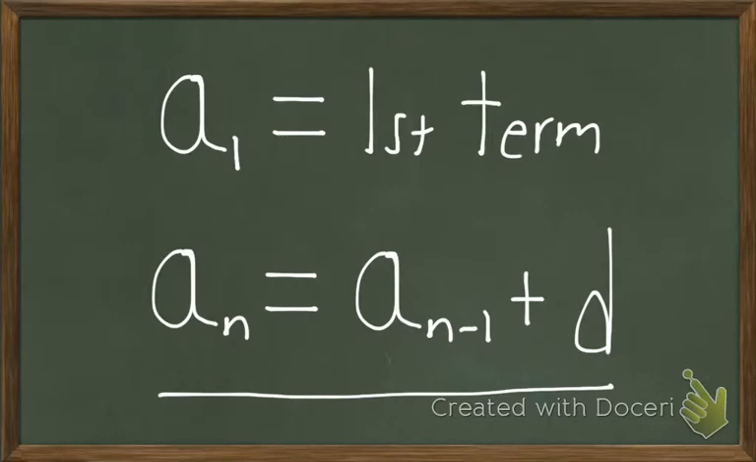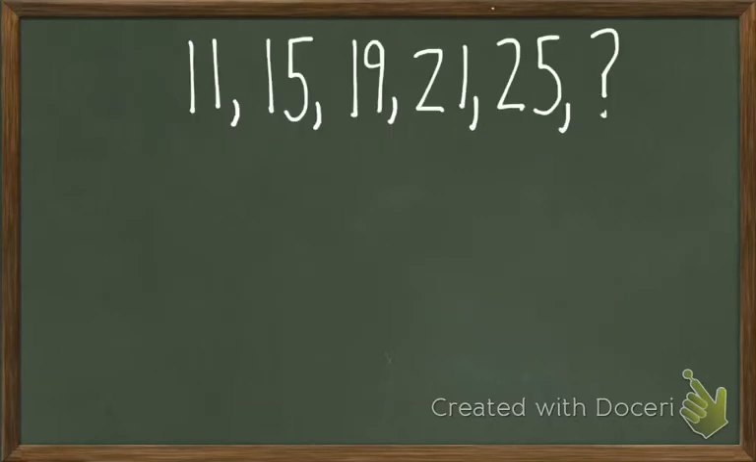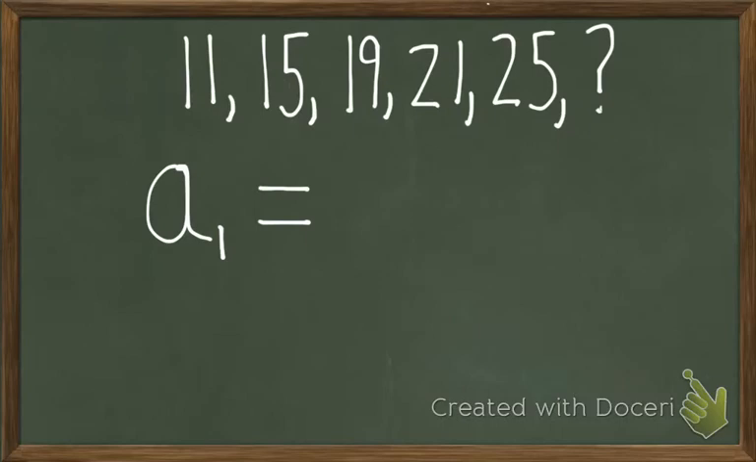Let's take a look at an example so it makes more sense. So we have the sequence 11, 15, 19, 21, 25, and we're trying to find the sixth term in the sequence. So first we have to find a1. Because 11 is the first term in the sequence, a1 equals 11.